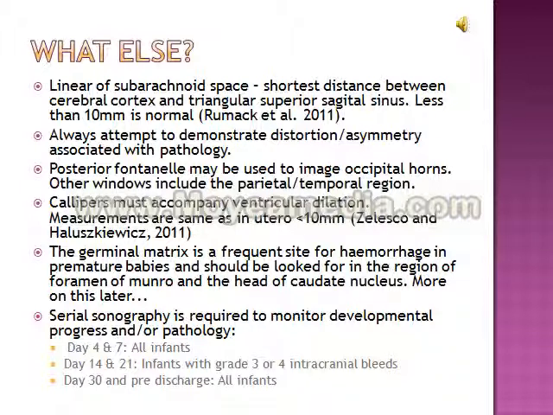Serial sonography is required to monitor developmental progress and or pathology. An example of this would be day 4 and 7, all infants to be scanned. Day 14 and 21, infants with grade 3 or 4 intracranial bleeds. And day 30 or pre-discharge, all infants should be rescanned.